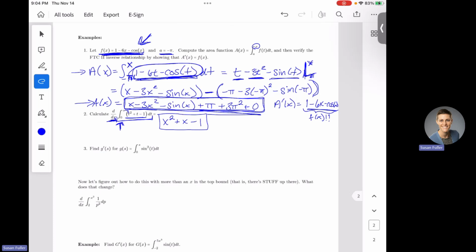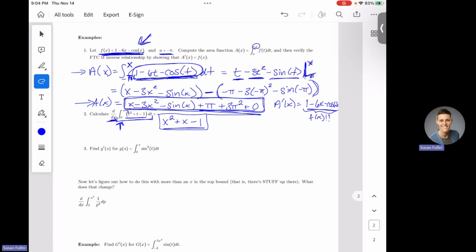I don't even have to go through all the work of finding the antiderivative and plugging in my bounds and then taking the derivative of that area function that I get out. I know I'm going to end up right back where I started, so I don't even have to do the work. I can just say what we're going to end up at.